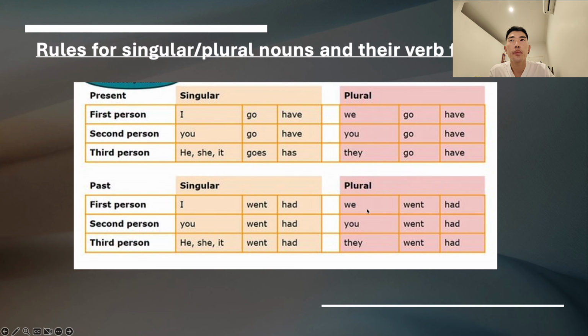For plural pronouns like we, you, and they, the verbs remain the same as well, and the verb forms also remain the same. What you can notice here is that for the past forms of verb, it doesn't matter whether it is singular or plural pronouns, it always stays the same. And for present form of verbs, you can see that singular pronouns have different verbs and verb forms, and plural pronouns have different verbs and verb forms. These are the rules for singular and plural nouns and their verb forms, and I hope it helps you answer the questions in the drop-down blank.